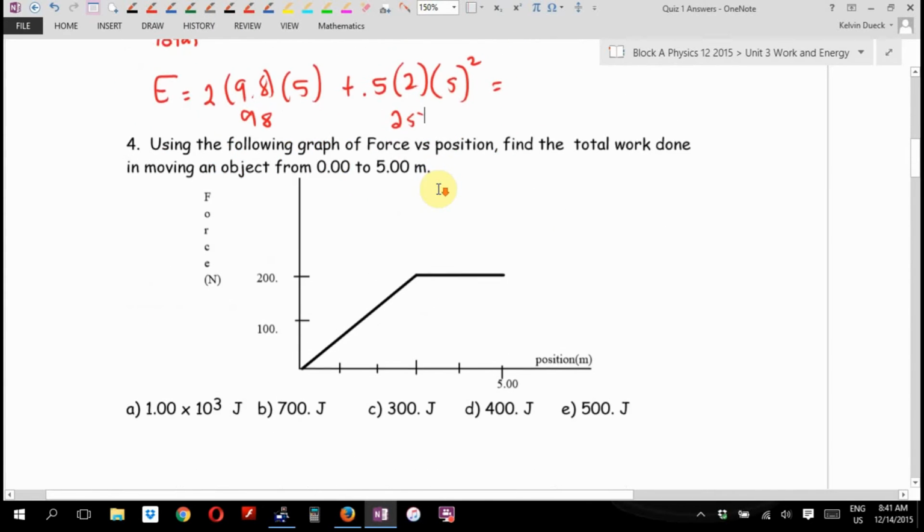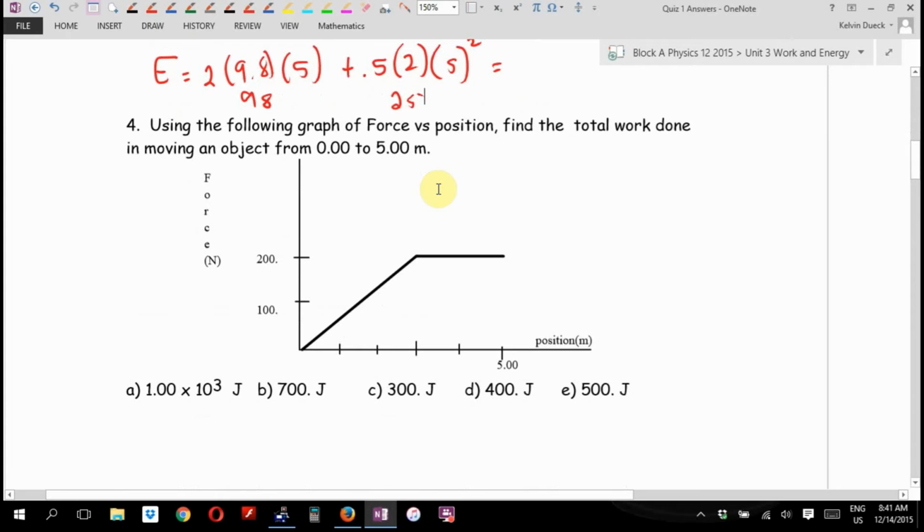Just saying. Graph work. Well, why can't I go like this? I have students every year that say, hey, Mr. Dewick, the force is 200. This is wrong. The distance is, why can't I go like that?